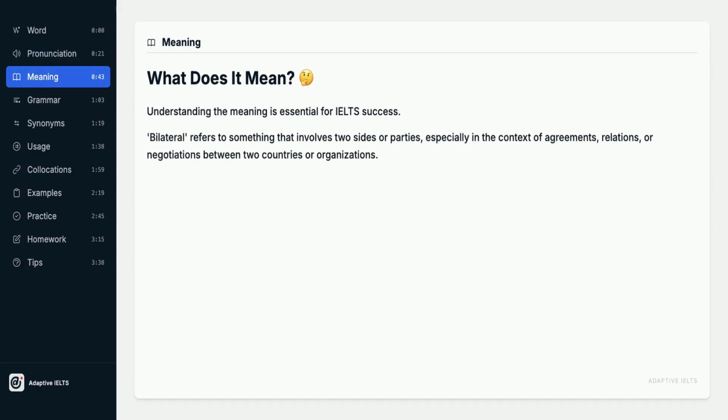Understanding the meaning is essential for IELTS success. Bilateral refers to something that involves two sides or parties, especially in the context of agreements, relations, or negotiations between two countries or organizations. It contrasts with multilateral, which involves more than two parties.